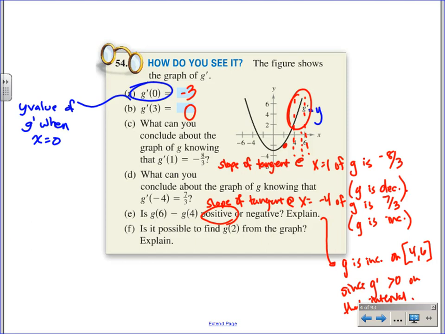It's true. G prime is positive. The slopes of the tangents are up. So therefore, g must be going up. And if it's going up, the y value there is going to be higher than the y value there. Positive. Letter F. Is it possible to find g of 2?